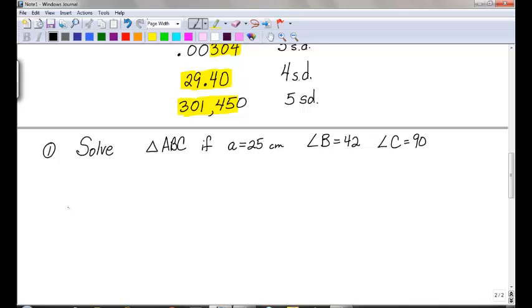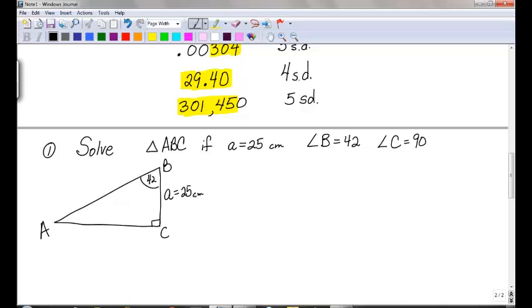Okay, and I'm going to draw a picture. The right triangle. Okay, I'm labeling this one A. Doesn't matter as long as you label your angle B is 42. The only part that I put on my picture is the given. My angle C is 90, and side A. Remember, the side A is opposite angle A, so this would be side A is 25 centimeters.